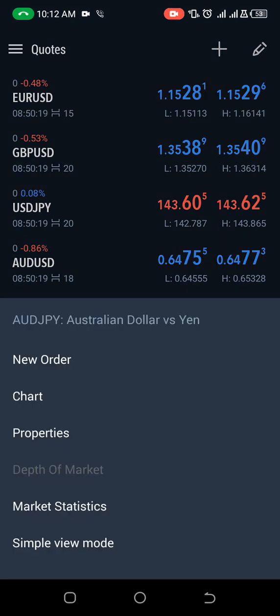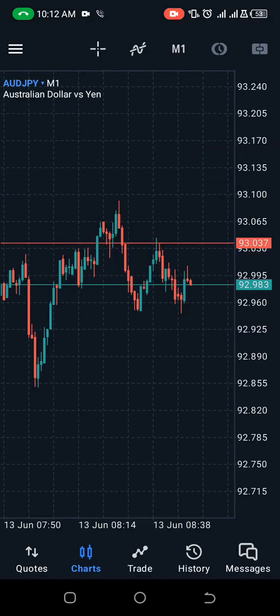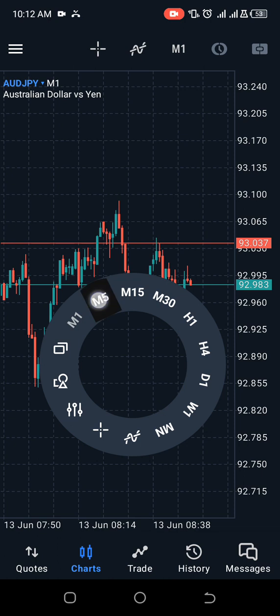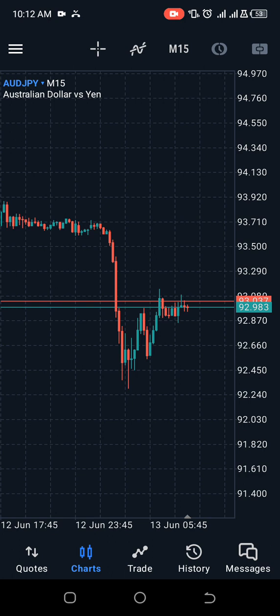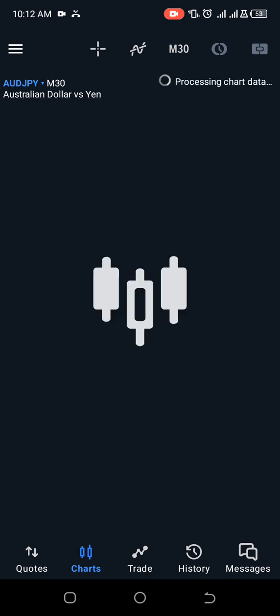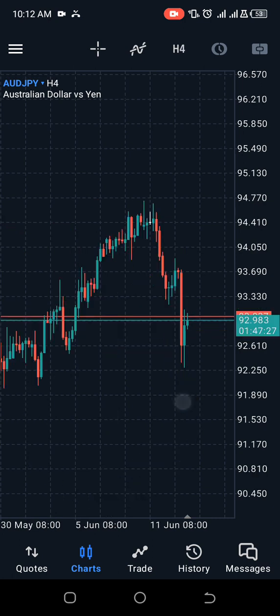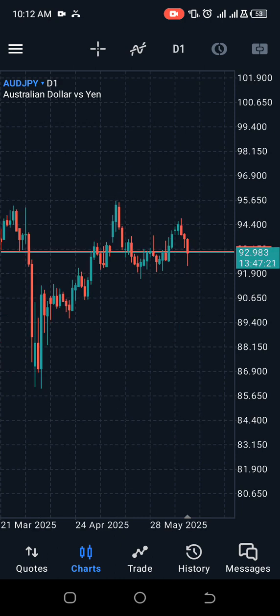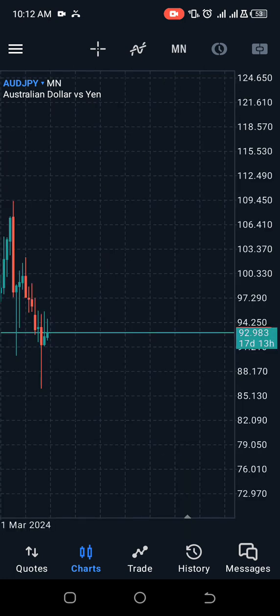You can see. Then I'll go to the chart. It opens, and look up here. This is M1. It means 1 minute. If I tap on the screen, M5 comes. It means 5 minutes. I tap on the screen, M15 comes. It means 15 minutes. I tap, M30 comes. It means 30 minutes. H1 means 1 hour. H4 means 4 hours. D1 means 1 day. W1 means 1 week. Then MN means 1 month.